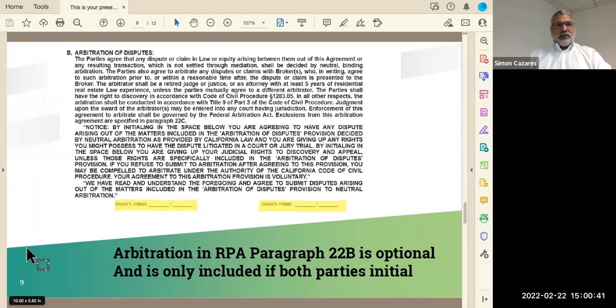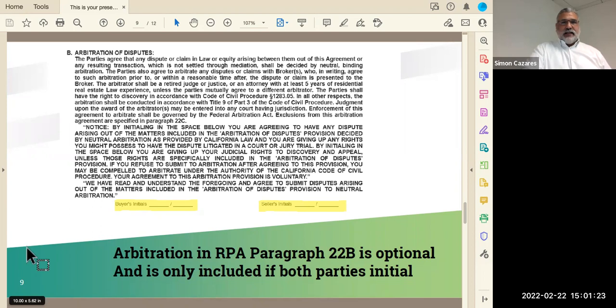The parties shall have the right to discovery in accordance with the Code of Civil Procedure 1283.05 in all other respects. The arbitration shall be conducted in accordance with Title 9 of Part 3 of the Code of Civil Procedure. Judgment upon the award of the arbitrator may be entered into the court having jurisdiction. The interpretation and enforcement of this agreement to arbitrate shall be governed by the Federal Arbitration Act. Exclusions from this arbitration agreement are specified in paragraph 22C.